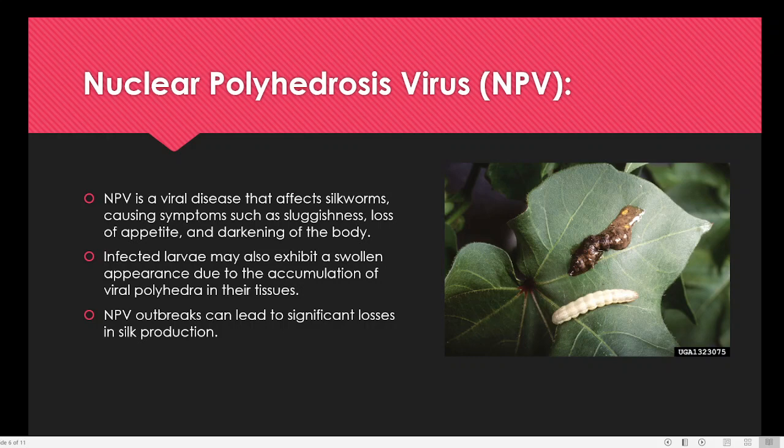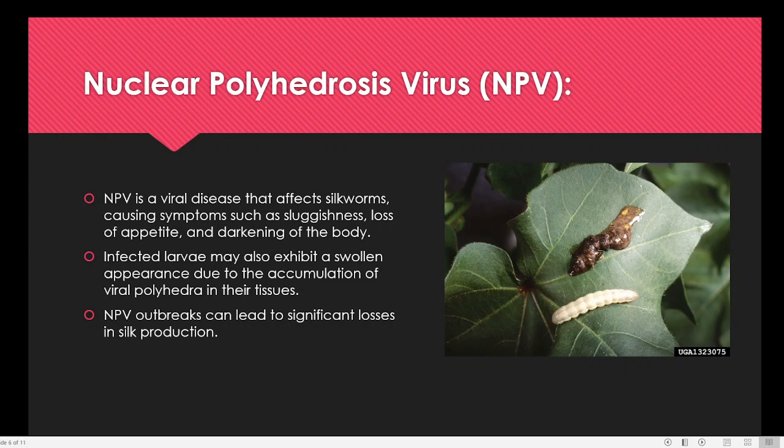Then the fourth disease is known by the name NPV, which is popularly known as nuclear polyhedrosis virus. That is why it is known as NPV. Here you can see that it is a viral disease that affects the silkworm, causing symptoms such as sluggishness. Sluggishness means not moving properly. Then loss of appetite, not having proper hunger. Then darkening of the body, and the body will gradually turn quite dark. So that is what happens in nuclear polyhedrosis. It is not a bacterial disease, it is a viral disease.